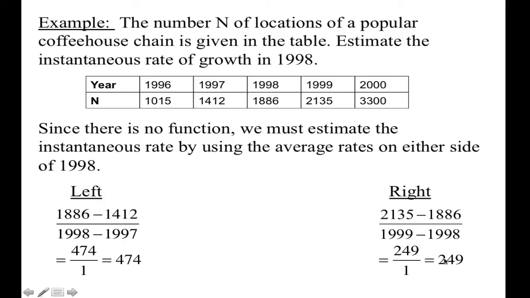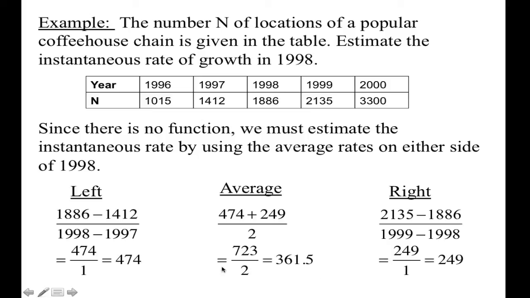And I'm sure this is exactly what happened with you in your guys' car problem. You had the values of your speed within a minute of between the 9th and 10th minute and the 11th and 10th minute. And now what do you do to get exactly at the time you want? Take a wild guess. You average them. So we can average the 474 with the 249, divide by 2, because that's how many we have, and we can approximately say in this problem that we have 361.5 locations per year is the rate of growth in 1998 for the coffee chain houses.